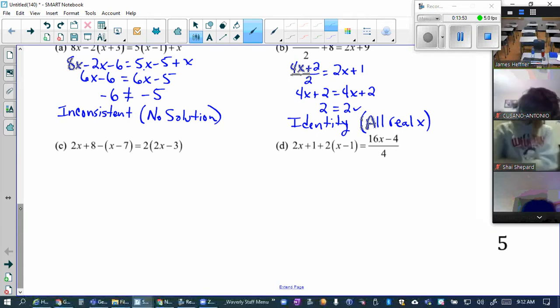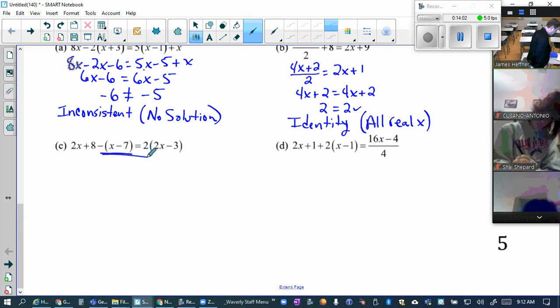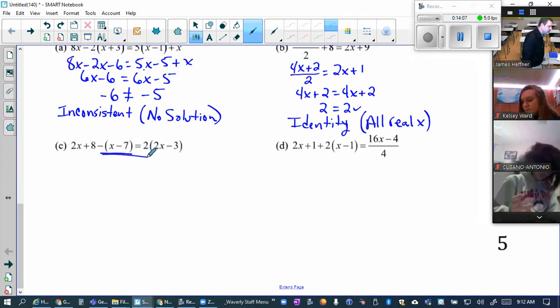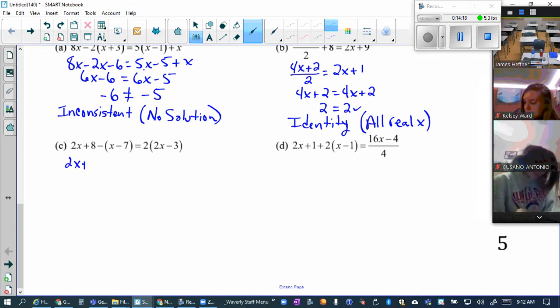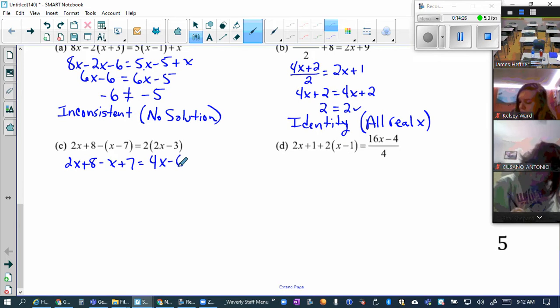In part C, what's getting distributed through that x minus 7? What number? -1. Mm-hmm. If 1 isn't written, we assume it's there, so it's a -1. Okay. All right. Make sure you have a +7 there. Yep.